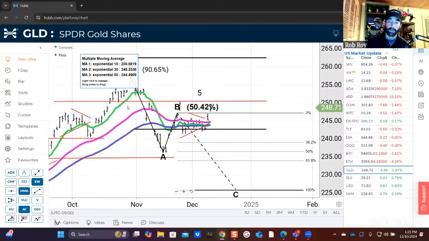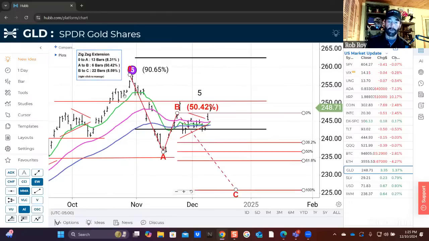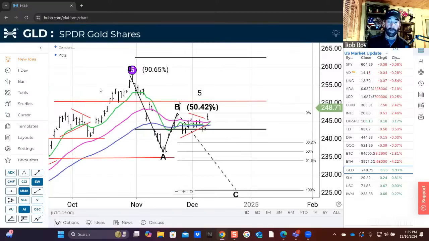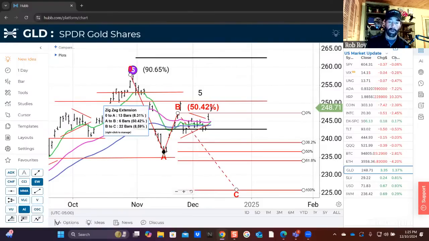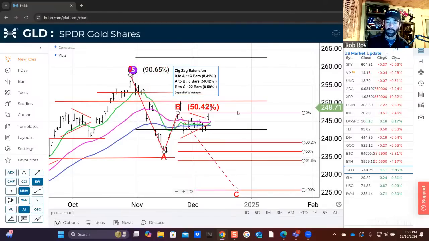So I would expect between this level here just above 250 where the consolidation was would be the upper end on GLD right through there. And then down here around the 235 area, around where the A wave impulse ended, that would be the trading range that I would look for.